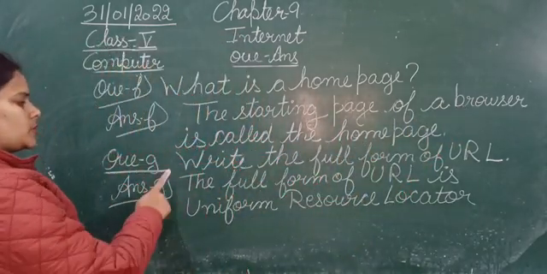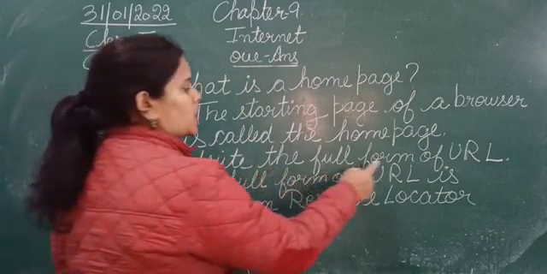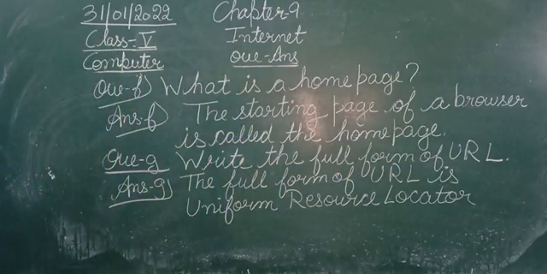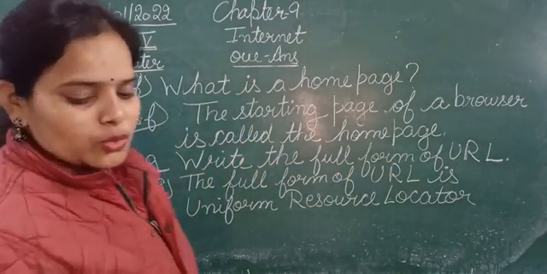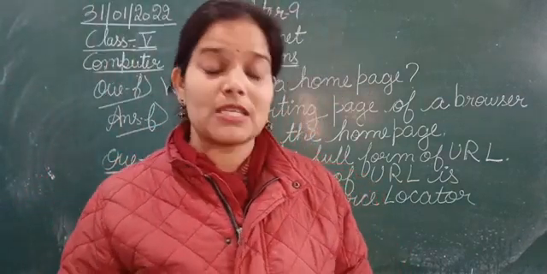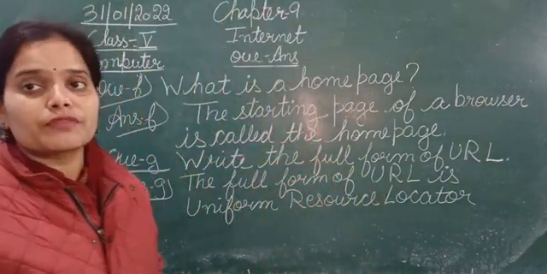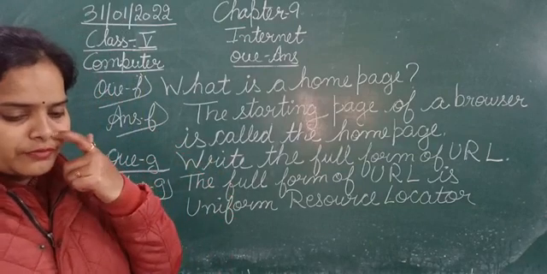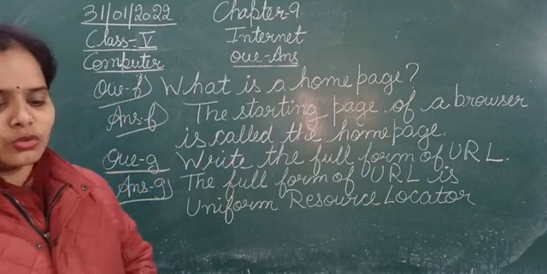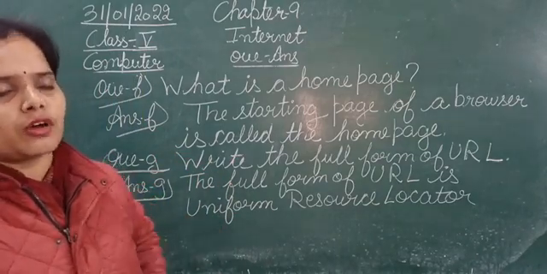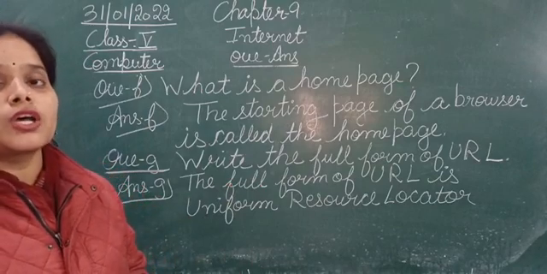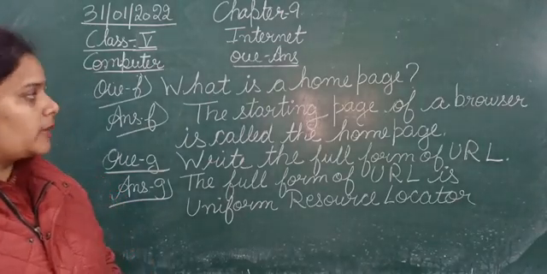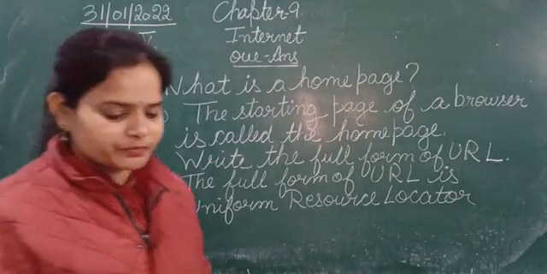Moving next to the question number G, write the full form of URL. Okay, so the full form of URL is Uniform Resource Locator. You can say this is a unique web address of a particular web page. If you want to search any information and you know the URL of any website or web page, you can mention it and you will be instantly redirected to that particular page. Okay, so this is the question number F and G.